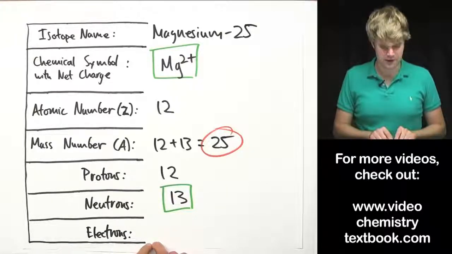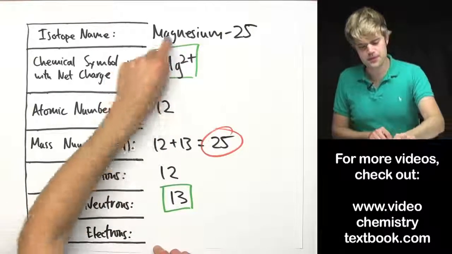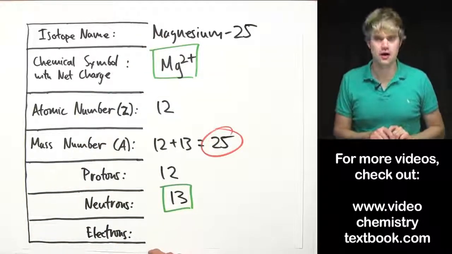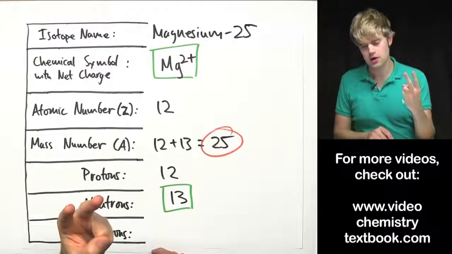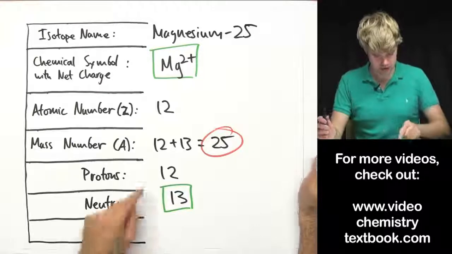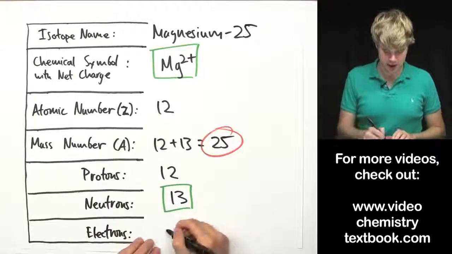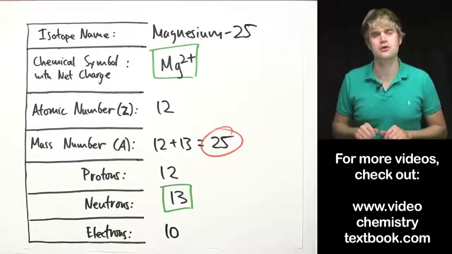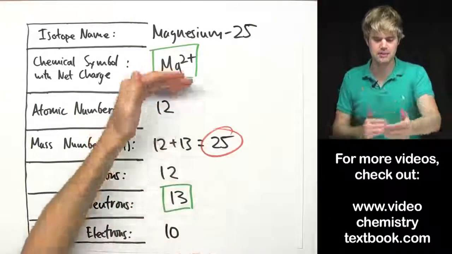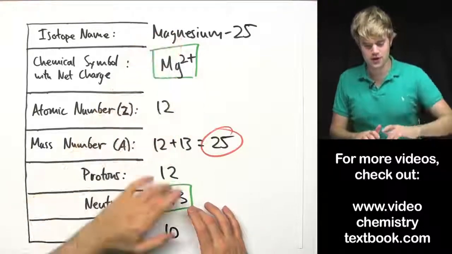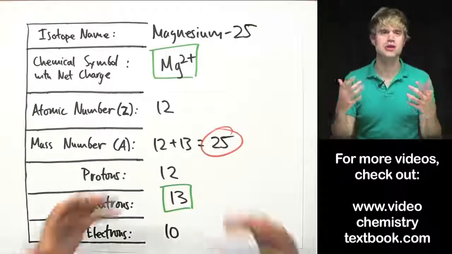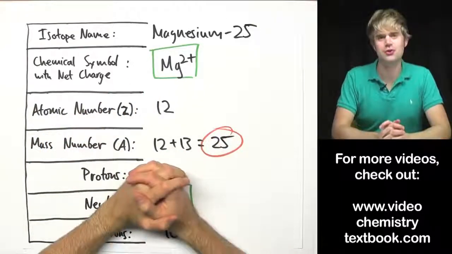Finally, I need to fill in my electrons. From this symbol up here, I can tell that I have a 2 plus charge on this ion. 2 plus means that there are 2 more protons than electrons. So if there are 12 protons, I'm going to end up with 10 electrons. So that's how you can solve problems like this. You've got to go step by step, figure out what you can do from each step, and then you'll just see the information kind of click together, just like you're doing a puzzle or a Sudoku or something like that.